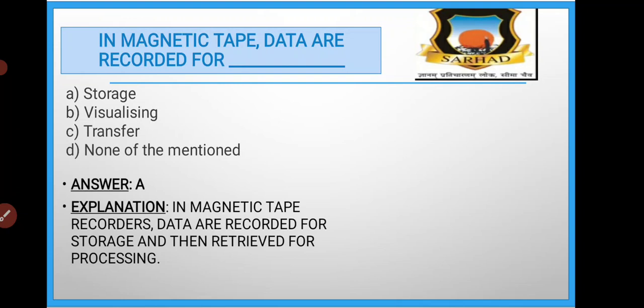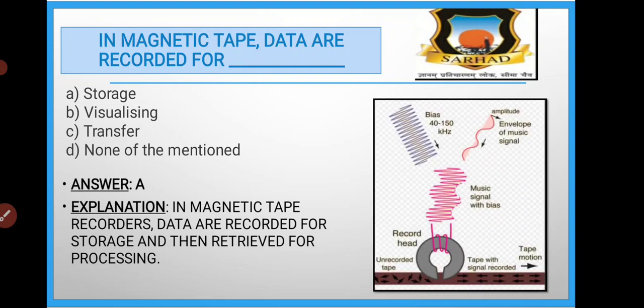Okay, so the storage is very important. So in magnetic tape, data are recorded for storage. So option A is correct. So this is the image for the recorder. Okay, how it is recorded.